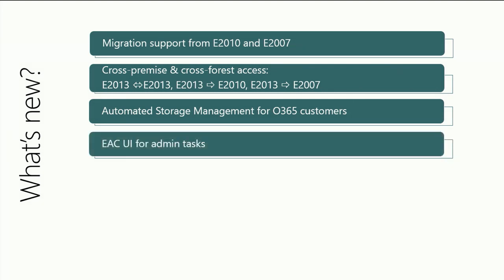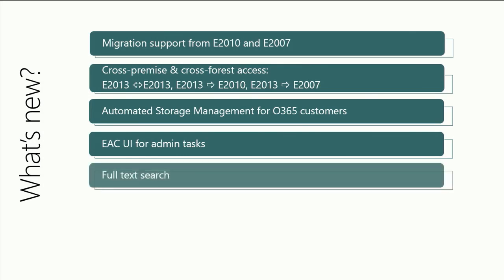The EAC UI is new. Like I mentioned, it replaces the management console. There is full text search, which is new in 2013, because before we had search, but it was not full text. What that means is that with full text search, every word in the folder is indexed, including words in attachments. So within a folder scope, you can search for something, and it's a much richer experience for search.